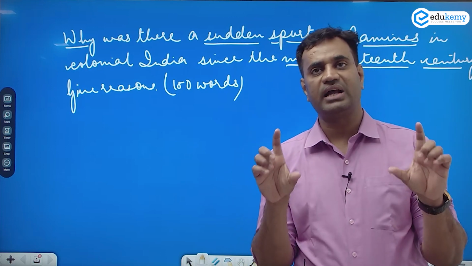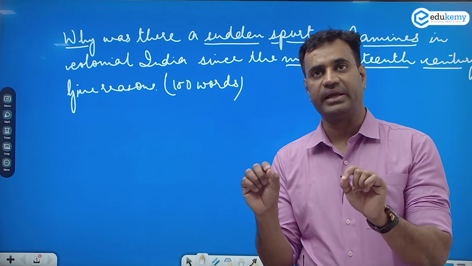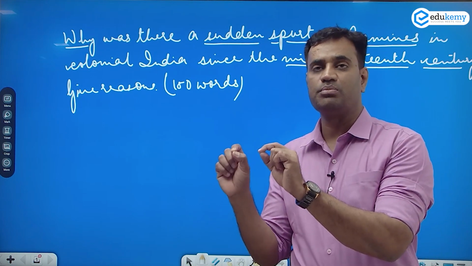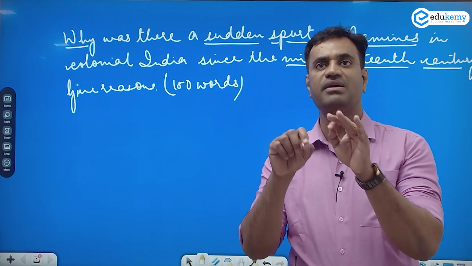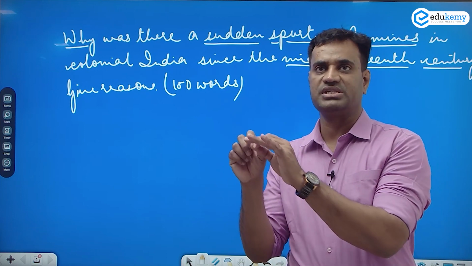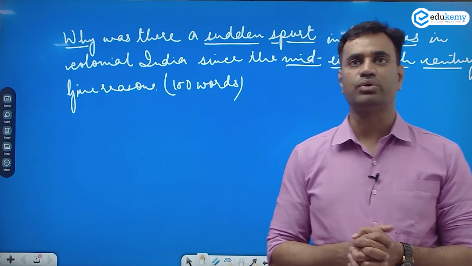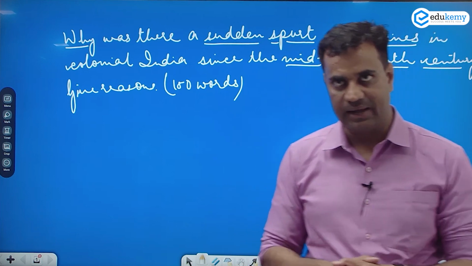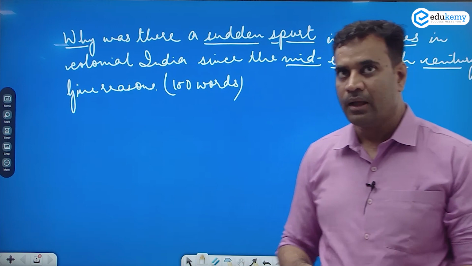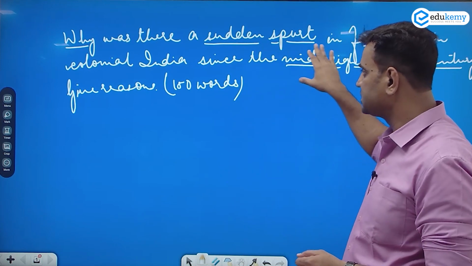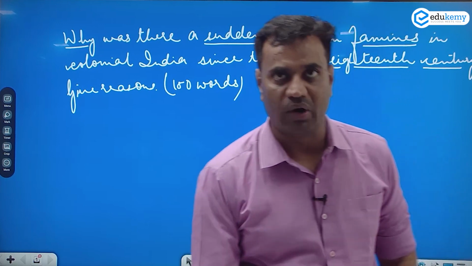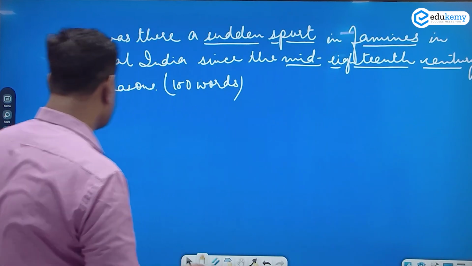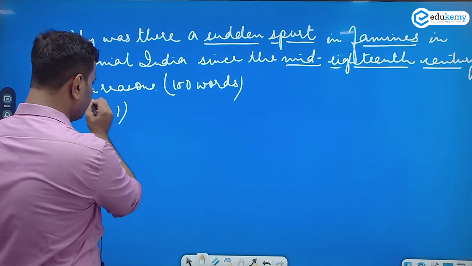So in the context you will write that the British East India Company came to India with the primary objective to maximize their profit, and therefore they adopted several exploitative policies in India, leading to recurrent famines. Clear? Then you'll come to the body. Why was there a sudden spurt of famines in colonial India from the mid-18th century? Now the first would be the point. For the mid-18th century, the first major factor, you have to write the reason.